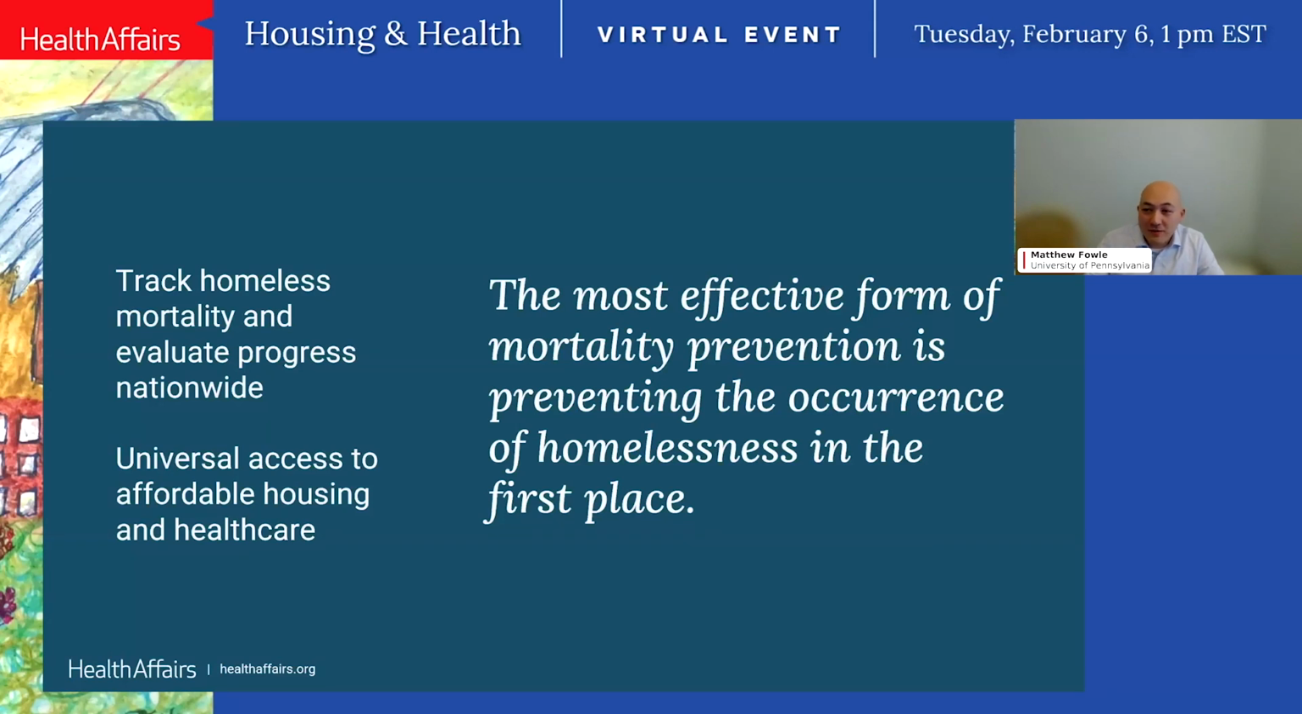The most effective form of mortality prevention is in preventing the occurrence of homelessness in the first place, and in rehousing people experiencing homelessness as quickly and stably as possible. Governments must ensure that people experiencing homelessness are systematically incorporated into the life-affirming institutions of affordable housing and healthcare.